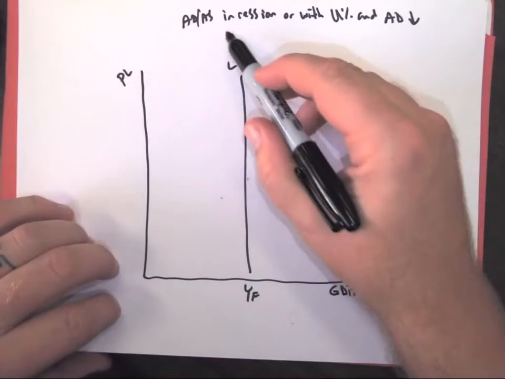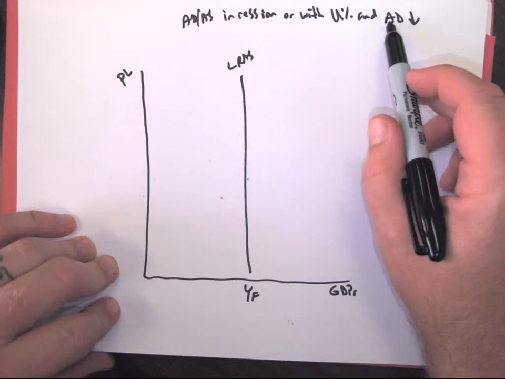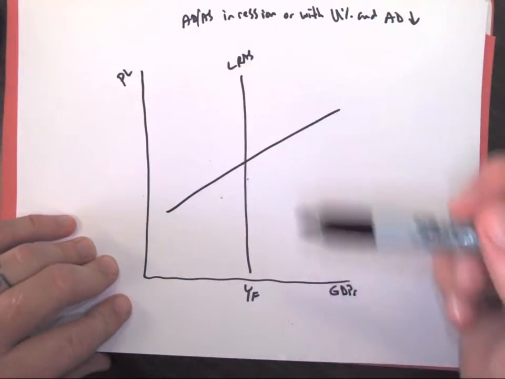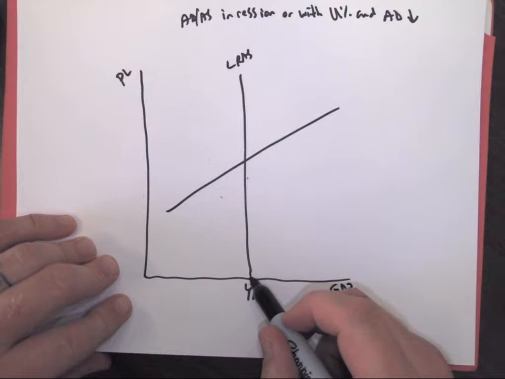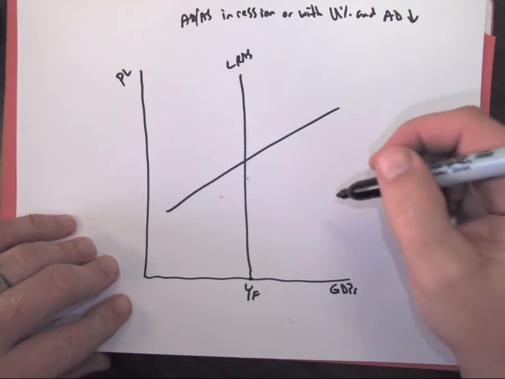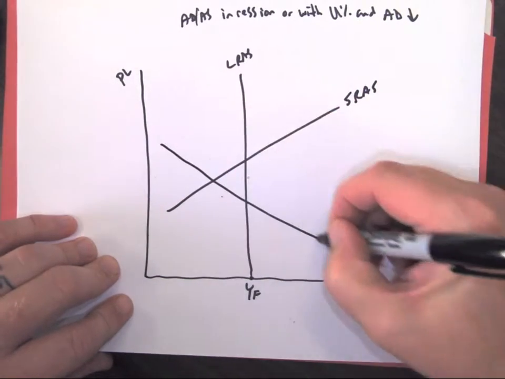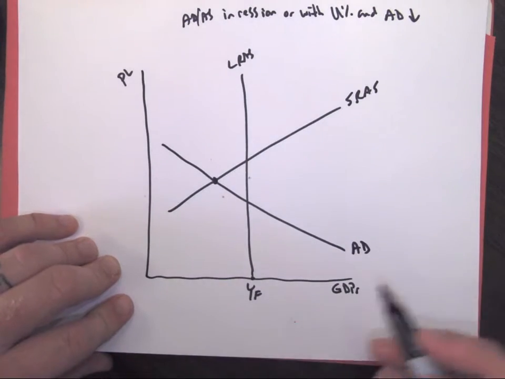Setting up our aggregate demand and aggregate supply model in a recession, with unemployment and aggregate demand decreasing. So we have our long-run aggregate supply, our price level, our full employment or long-run equilibrium of how much GDP we could make if everyone was working. Now in a recession we have short-run supply and we have aggregate demand.